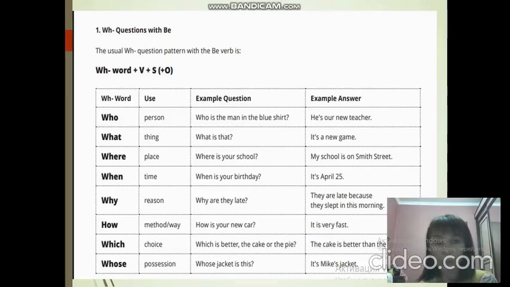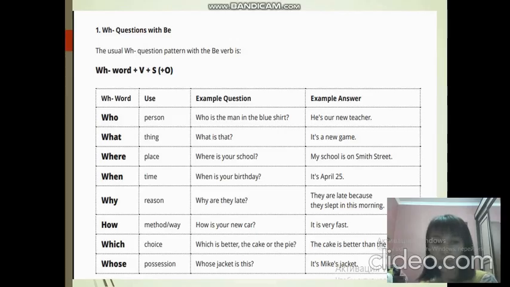What: you use for thing. Example question: what is that? Example answer: it is a new game. Where: you use for place. Example question: where is your school? Example answer: my school is on Smith Street.